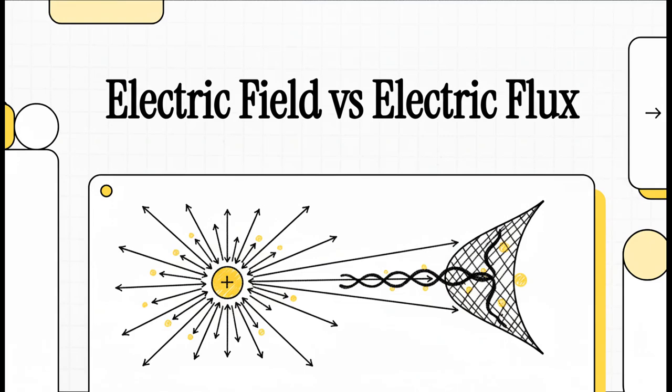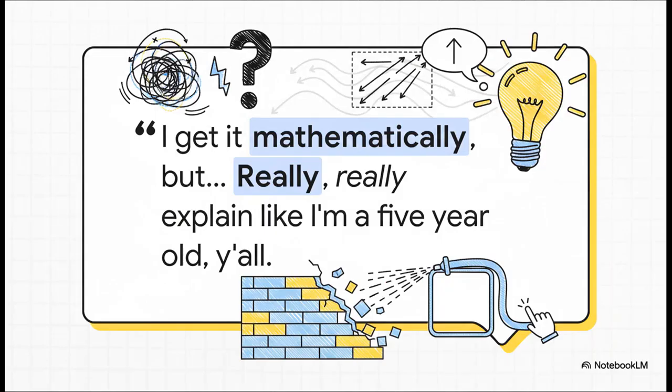Welcome to The Explainer. Today we're going to tackle a physics concept that trips up so many people, the difference between an electric field and electric flux. On the surface, it sounds pretty straightforward, but getting that real gut-level feel for it can be surprisingly tough. And this comment from Reddit hits the nail on the head, right? You can plug the numbers into the formula, but what are we really talking about?